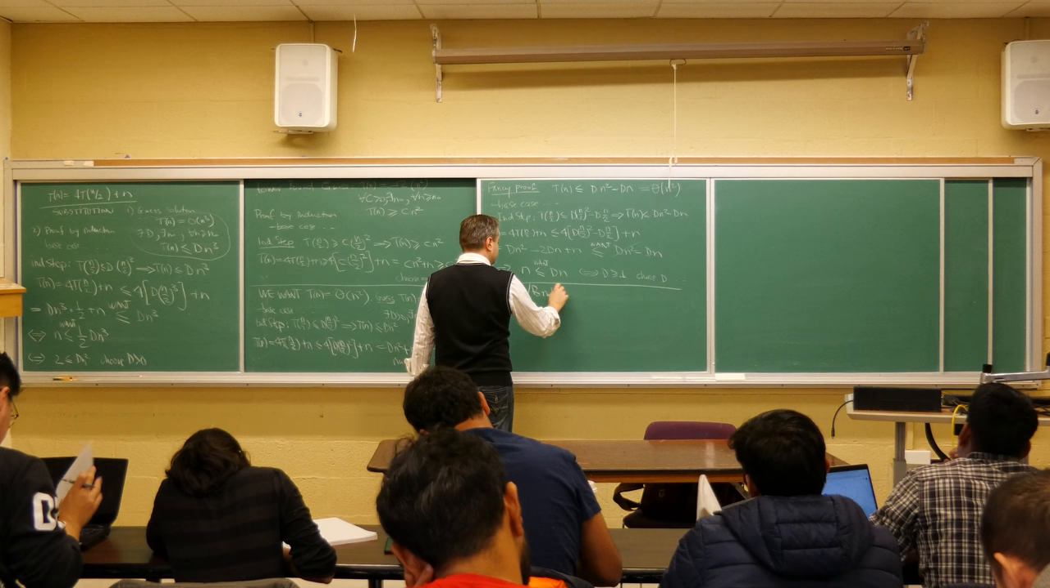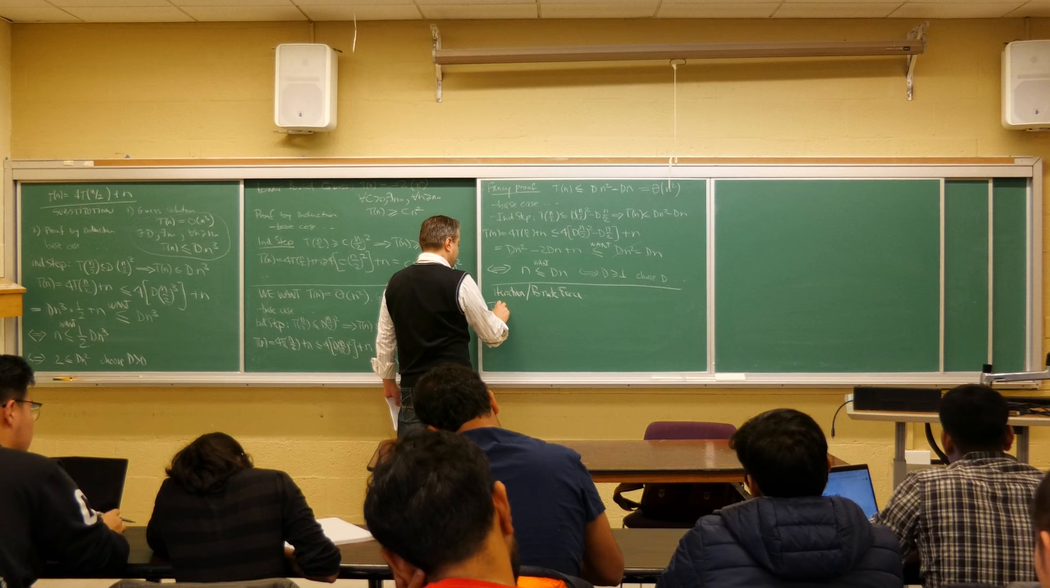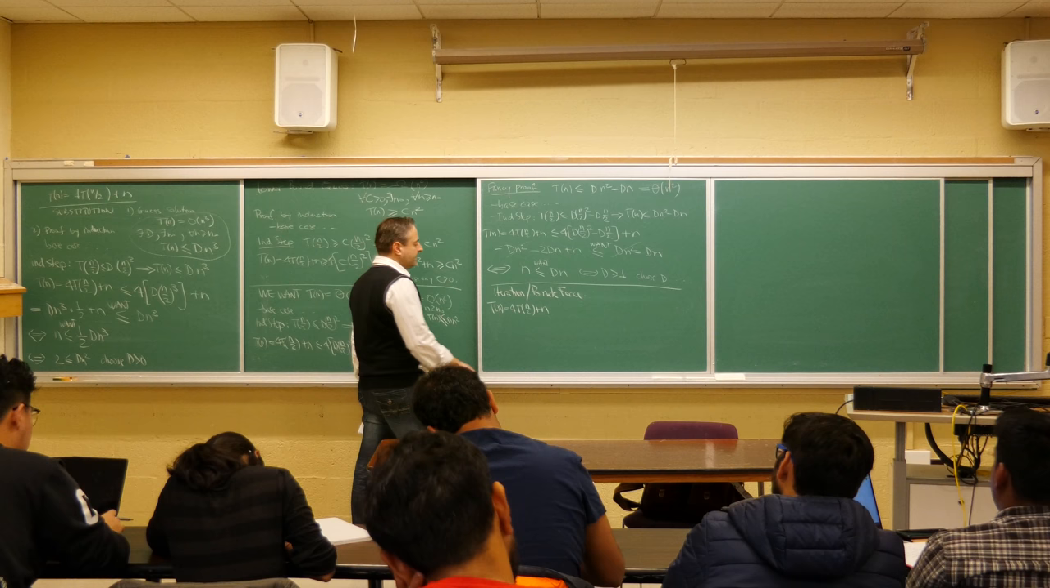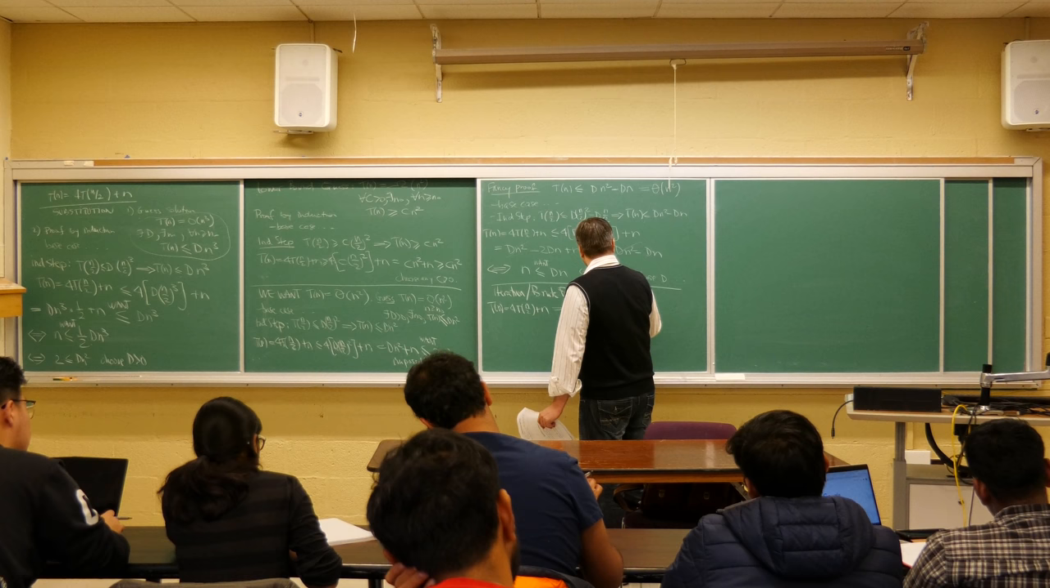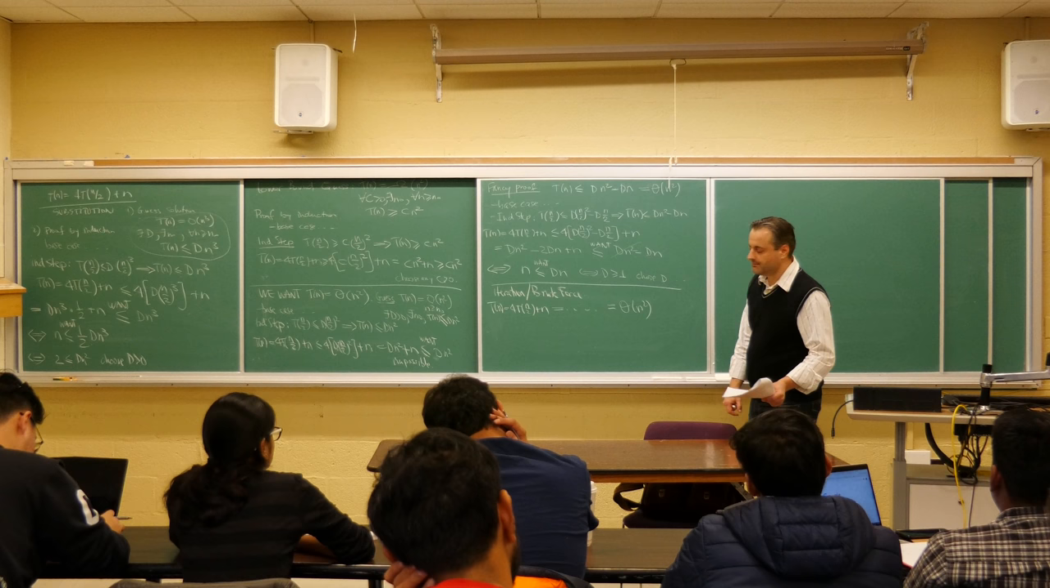T of n is 4T of n by 2 plus n, right? So now if I apply the recurrence again on n by 2, maybe we did this last time? I think we did. Right? So actually, we did the whole thing. Let's not repeat it. That's coming out to theta of n squared. Right? I just remember that I think we did this last time.